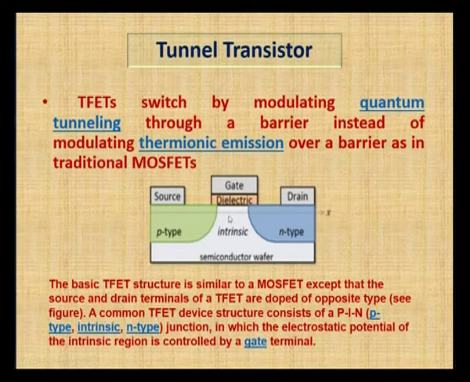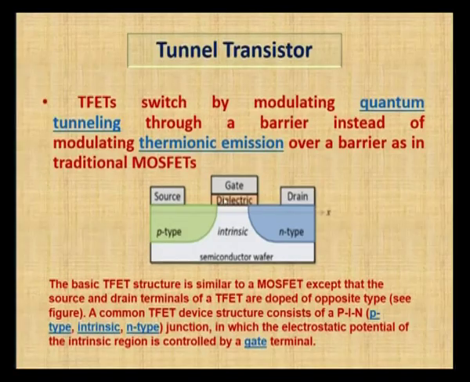In the FET we vary the depletion layer width by the gate voltage, but here the electrostatic potential of the intrinsic region is controlled by the gate terminal. This is the difference between the common FET and the tunnel FET. Here the quantum tunneling effect is used for electron motion, but in the FET we use thermionic emission.